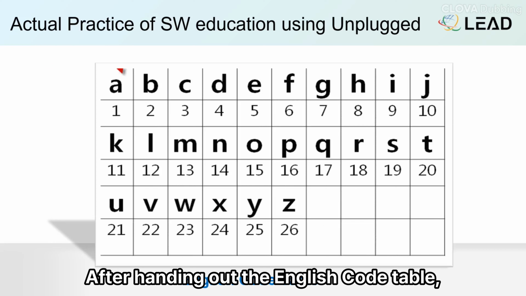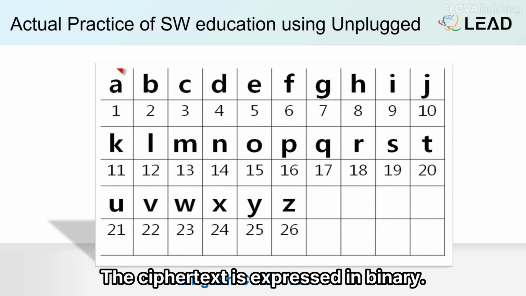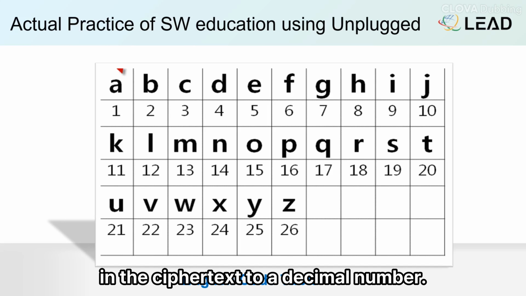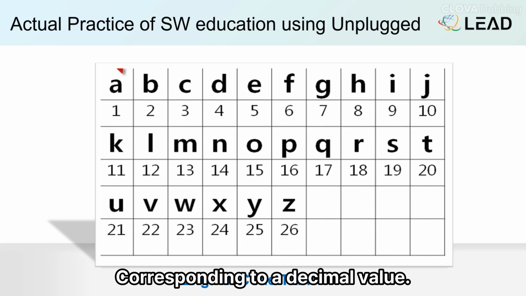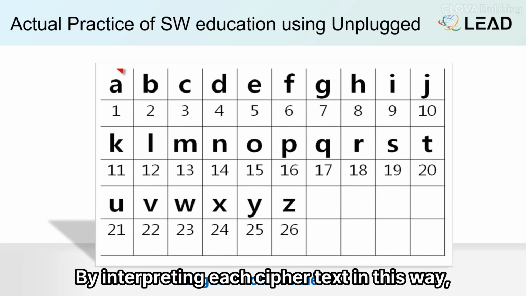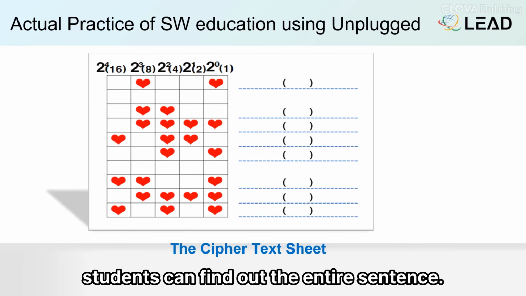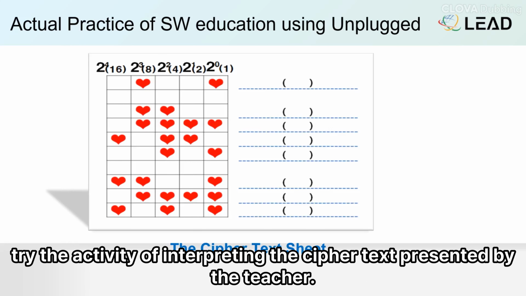After handing out the English code table, try the activity of interpreting the cipher text presented by the teacher. The cipher text is expressed in binary, so we first convert the binary number in the cipher text to a decimal number. The next step finds the English alphabet corresponding to a decimal value. By interpreting each cipher text in this way, students can find out the entire sentence.